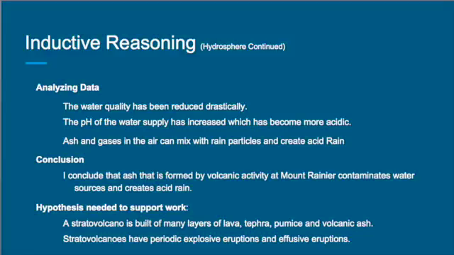And then finally, I used inductive reasoning to do my example. Every volcano that erupts releases ash into the atmosphere that affects the hydrosphere. Mount Rainier is an active volcano that can erupt at any time. Thus, ash can be released which will affect the hydrosphere. I conclude that ash that is formed by volcanic activity at Mount Rainier contaminates water sources and creates acid rain.